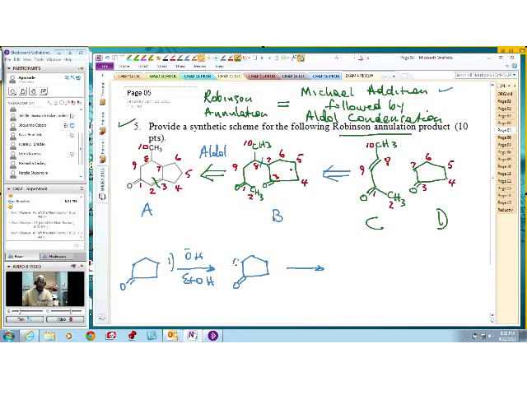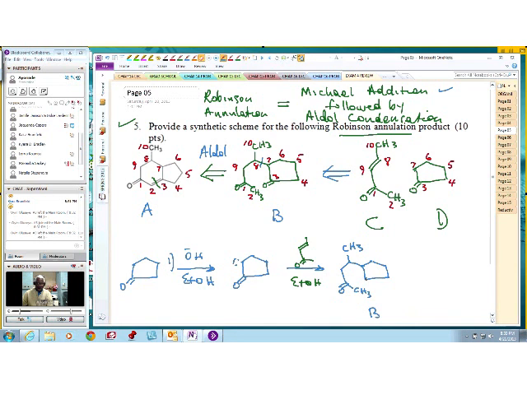So now introduce that. You introduce that, and then of course in the presence of the ethanol. So what are you going to get? You are now going to get this. This is molecule C. You are now going to get molecule B, which is this here. You will get molecule B as a result of the Michael addition. And that's molecule B.